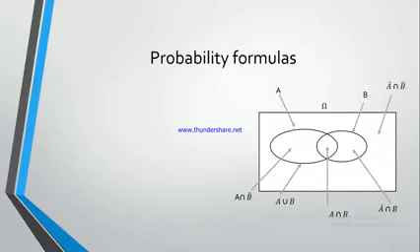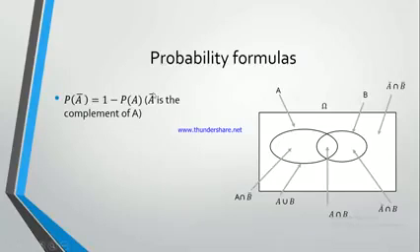So using a Venn diagram, we can understand different probability formulas. So consider A bar. A bar is the complement of A. So A bar and A form the whole universe, omega. So P of A bar is equal to 1 minus P of A, because A bar is omega minus A, and the probability of omega is 1. So we conclude that it's 1 minus the probability of A.